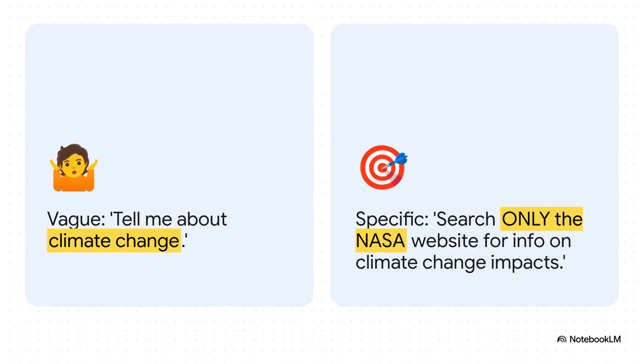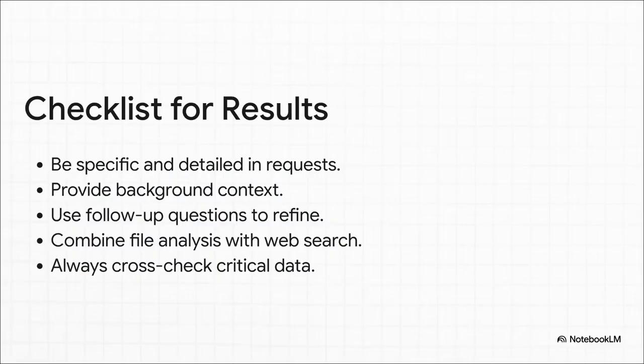You are in control. So here's a final checklist to keep in mind. Be specific. Give it context. Use follow-up questions to really drill down and refine your results. Combine your file analysis with a web search for even richer answers. And always verify critical information. This is how you transform Kimi from just a simple tool into a true collaborative partner.